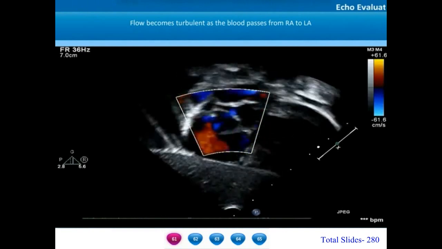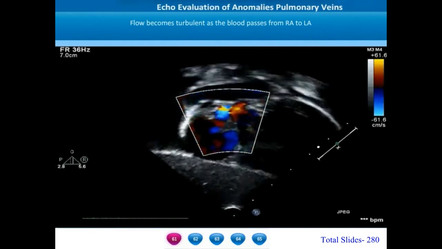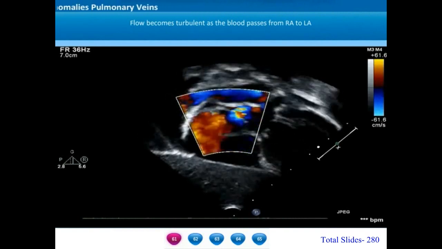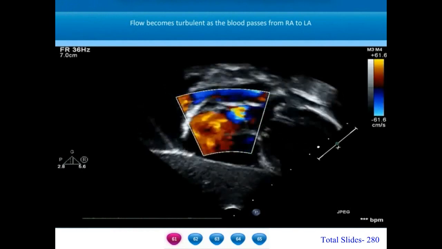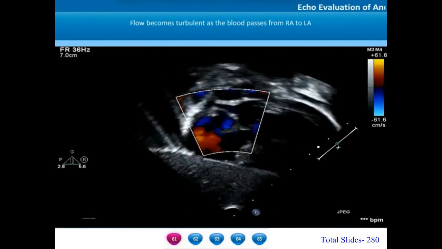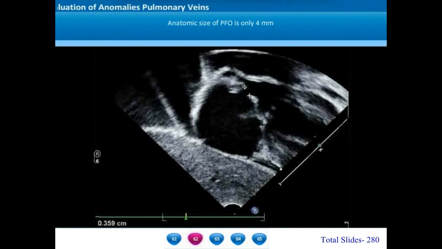With the color Doppler interrogation across the intraatrial septum, you can see significant turbulence in the blood flow from the right atrium into the left atrium. As the flow is from the right atrium into the left atrium, it is taking a blue color, but the mosaic pattern in the left atrium is indicative of significant obstruction at the level of fossa ovalis. When we look at the anatomic size of the intraatrial communication, it's just 4 millimeters. A 4 millimeter orifice is grossly inadequate to carry the entire systemic cardiac output.